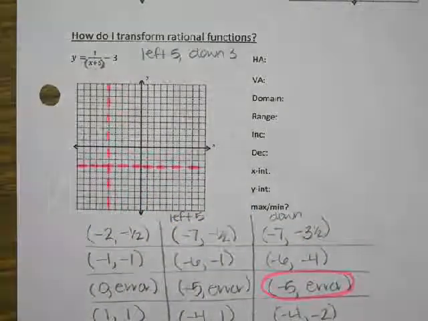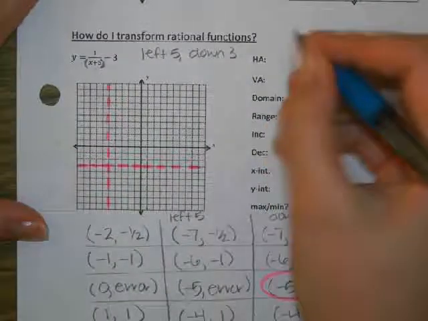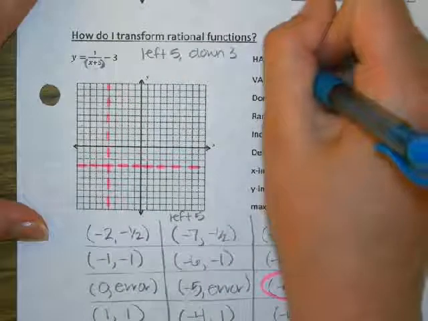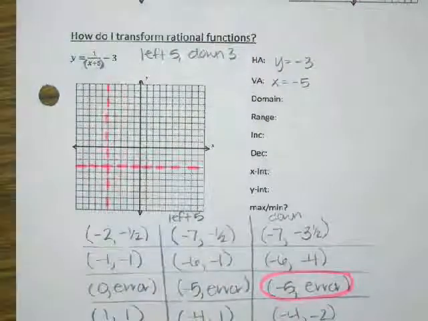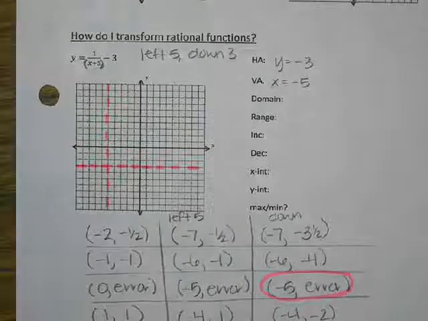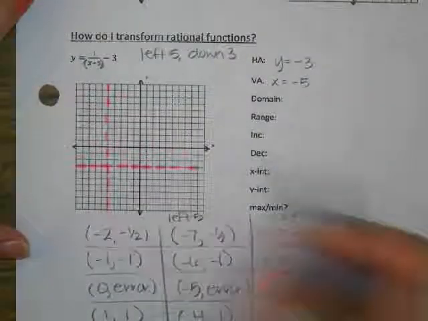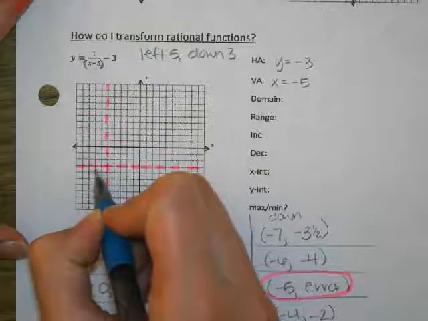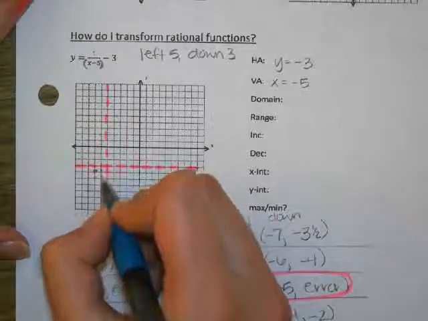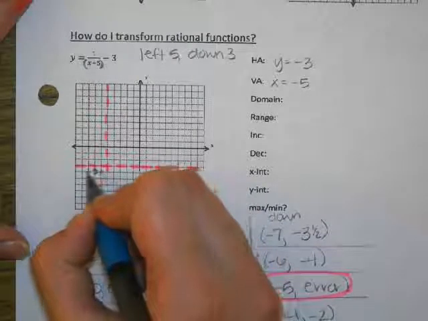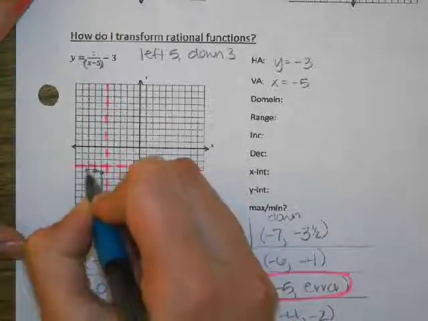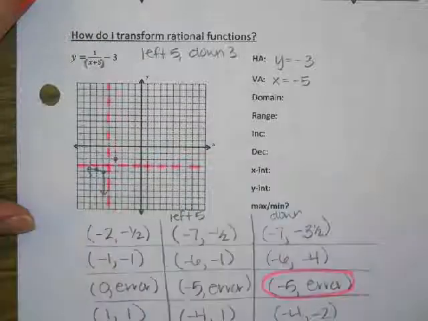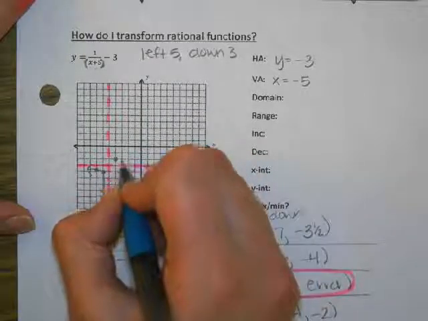And I'm going to go ahead and fill those out right now. So my vertical asymptote was x equals -5. My horizontal asymptote was y equals -3. Okay. And now I can go ahead and graph my points. So I've got -7, -3.5. And -6, -4. And I've got -4, -2, and -3, -2.5.